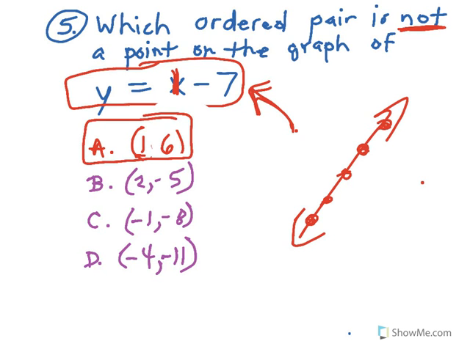Now, if that's the answer, that must mean that all 3 of these are points on my line. So let's go ahead and plug these in. When we plug these in, they should work out. So let's see. Input 2. So for input 2, 2 minus 7, negative 5. Correct.